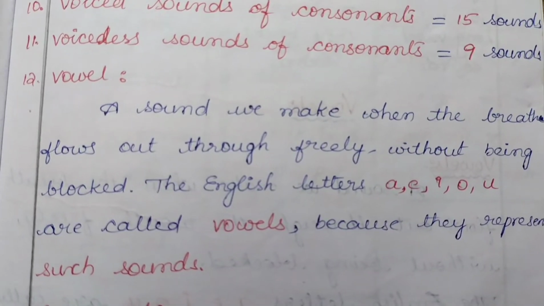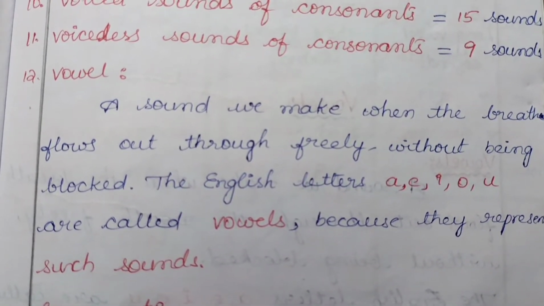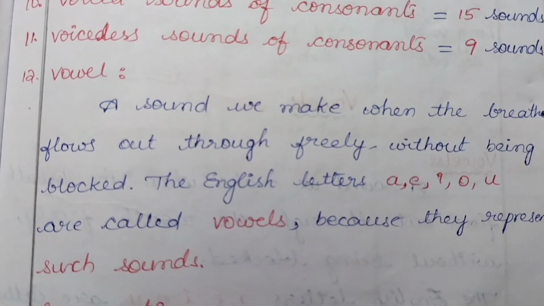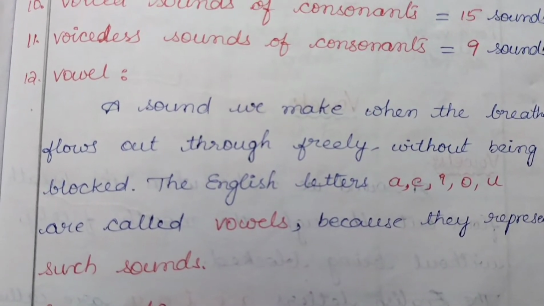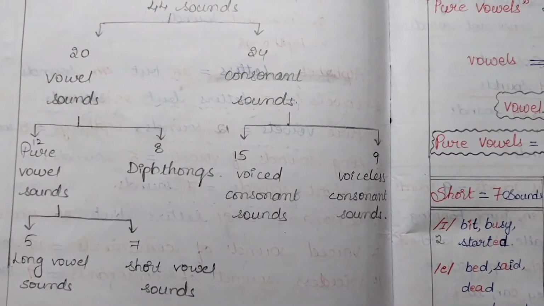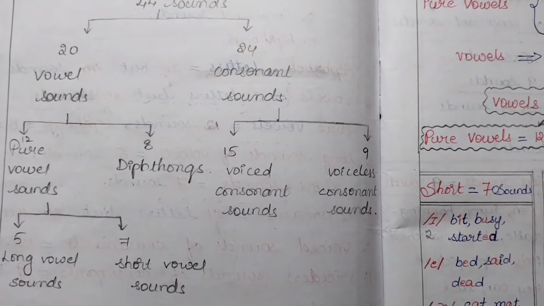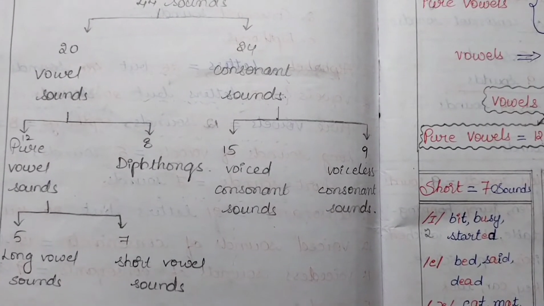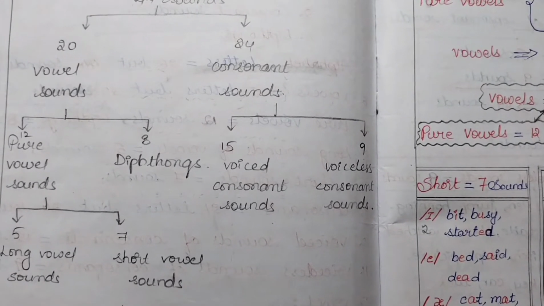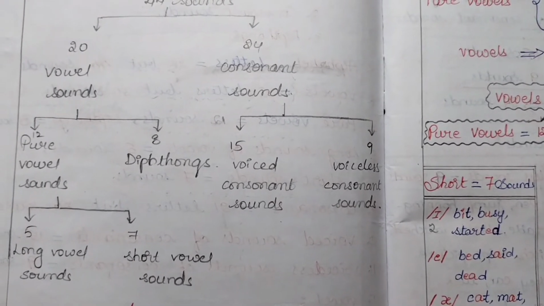As I already told you, when we make a vowel sound, we make our breath flow out freely without getting blocked. Such sounds are called vowel sounds. So once again, I've divided this clearly so that it is easy for you to understand, because human psychology is that what we hear, we forget soon, but what we see takes time to forget. So according to that psychology, I've written this.